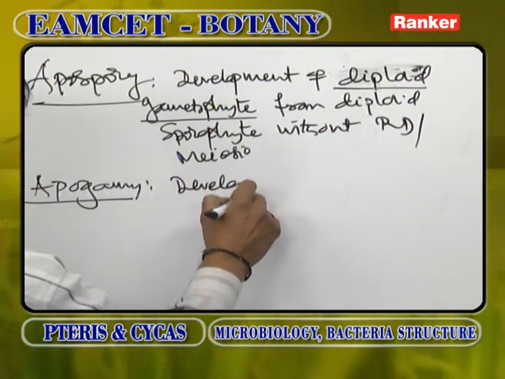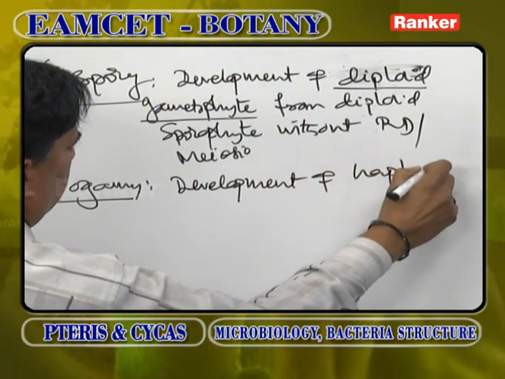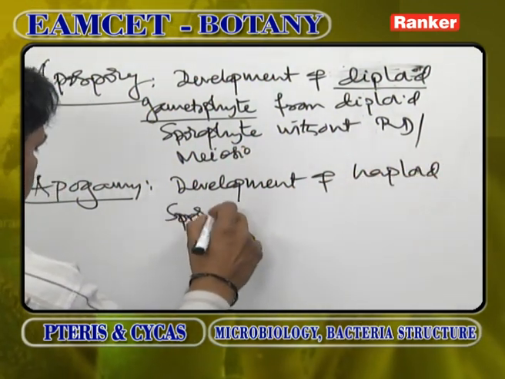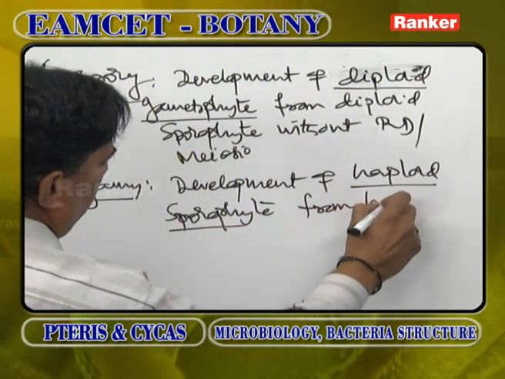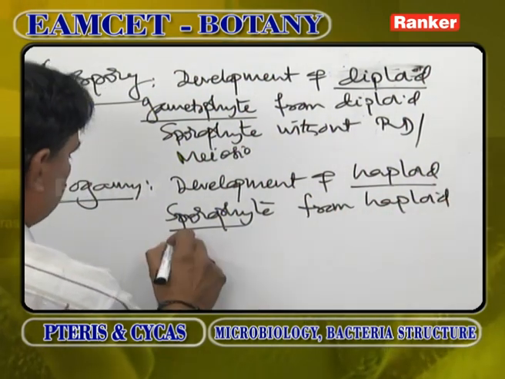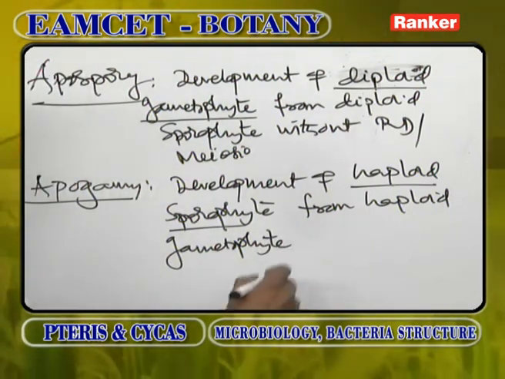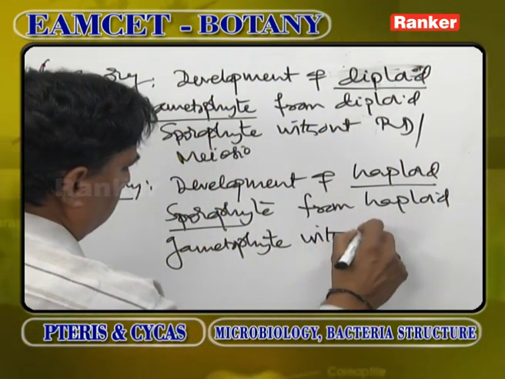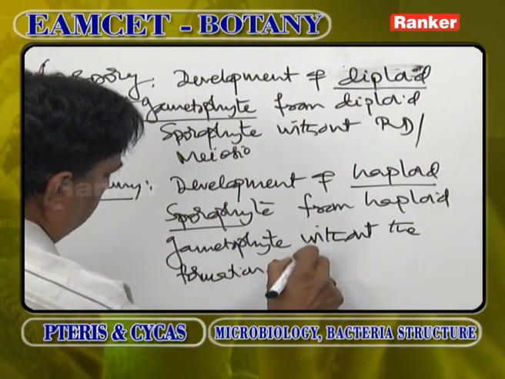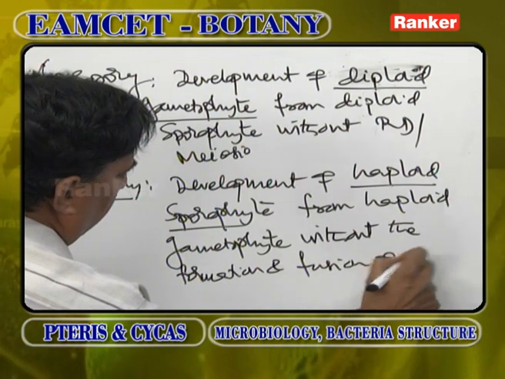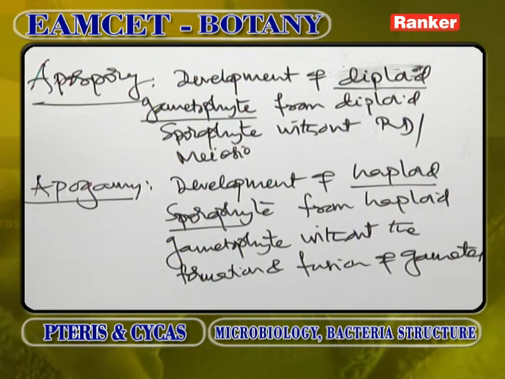Apogamy, development of haploid sporophyte. This is special. Sporophyte will not normally be haploid, but here it is haploid. Haploid sporophyte from haploid gametophyte without the formation and fusion of gametes. These two are special reproductive methods found in Funaria and Pteris.